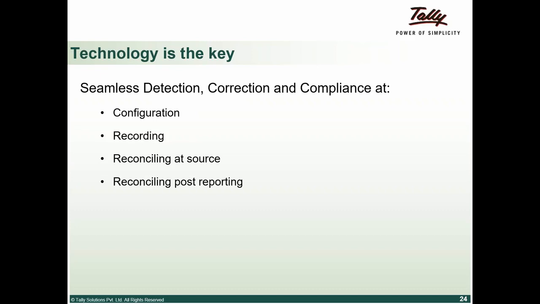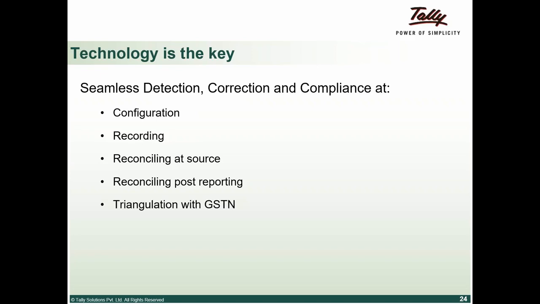Then reconciling post reporting. I have reported, but genuinely I must have missed out one sales invoice, and my purchaser has now uploaded the purchase invoice, which I should now account as my sales invoice, which I had missed out. So after I have reported to GSTN, this is the reconciliation process that is required. How can technology seamlessly help me quickly detect, correct, and ensure that I am compliant as per the law?